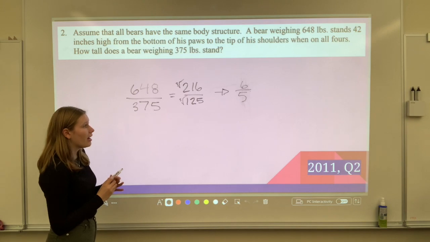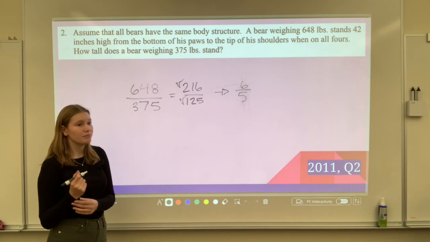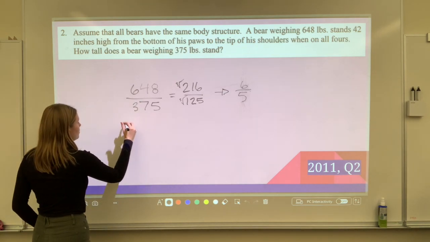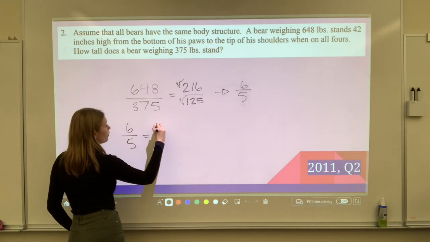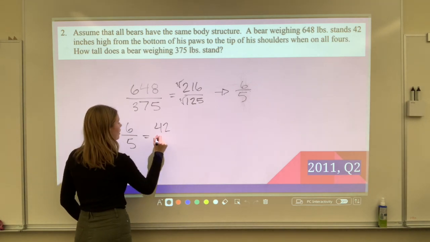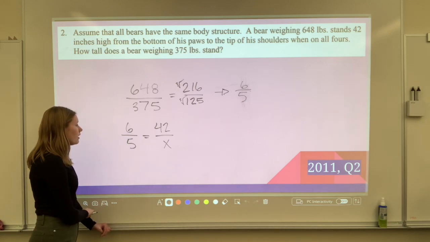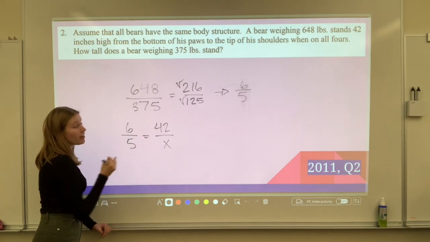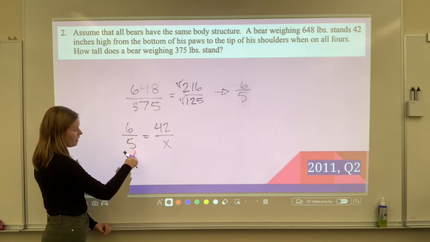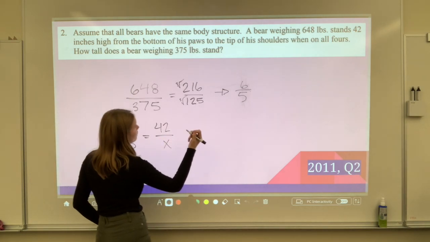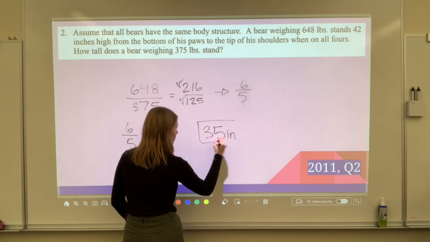So now that we have our scale factor, the cube root of the ratio between the weights of both bears, we can say that 6 is to 5 as 42, the height of the taller bear, is to x, the height of our smaller bear. So you can cross multiply and solve for x, or if you see this right away, okay, 6 times 7 is 42, meaning that 5 times 7 is going to be the value of x. So the height of our second bear is 35 inches.